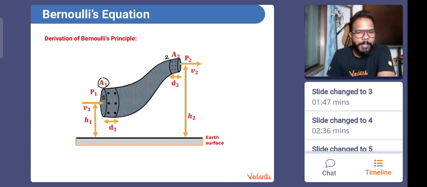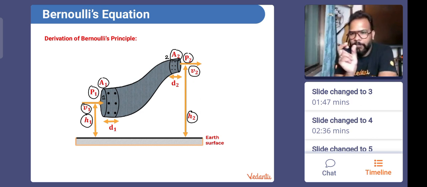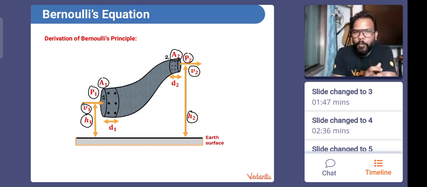So have a look at this diagram properly, guys. Here the area is a1, velocity is v1, pressure is p1, and the height is h1. Similarly, here the area is a2, pressure is p2, velocity is v2, and the height is h2. This d1 and d2 are only telling you the length traveled by the liquid in the same time in cross section 1 and cross section 2.